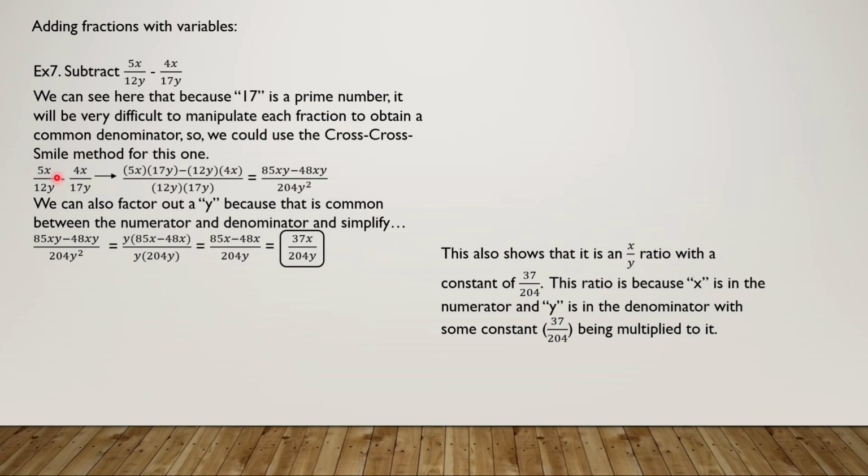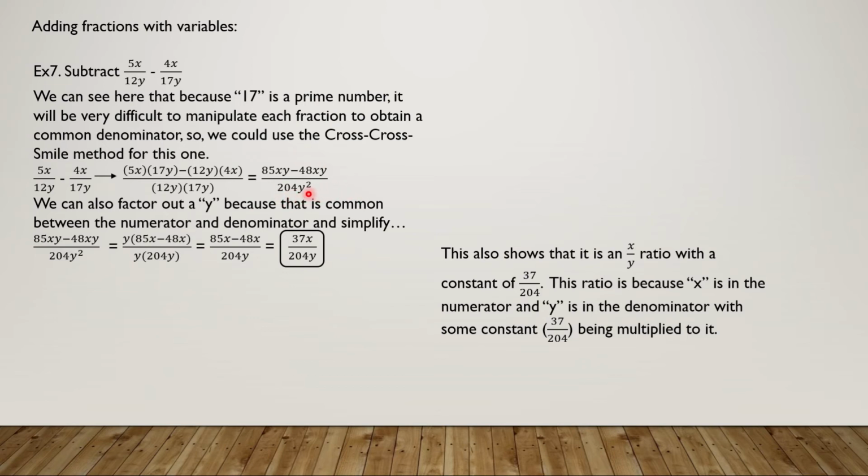So when we apply the cross-cross-smile method in this case, you would take the 5x and multiply it to the 17x, or the 17y, sorry, and you would take the sign, which is the minus, and take 12y multiplied to 4x, and then take the product of the denominators, 12y times 17y, and when you simplify that, it becomes 85xy. The x and the y do not combine because these are two distinct numbers which we do not know, so we can't say that it's a product which is multiplied by twice itself or whatever. So that doesn't turn into x squared or y squared is what I'm trying to say. So you would keep that as 85xy minus 48xy divided by 204y squared.